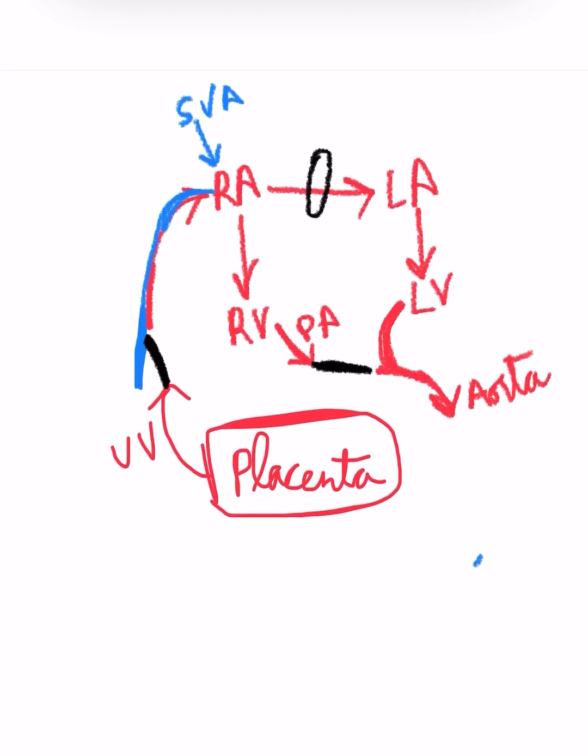Once venous drainage is carried, the venous drainage with the deoxygenated blood is carried with the help of the umbilical artery, which again becomes the content of the umbilical cord and reaches the placenta.